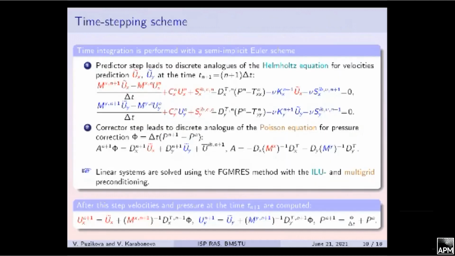The time integration of the differential algebraic system is performed with a semi-implicit Euler scheme. The predictor step leads to discrete analogs of the Helmholtz equation for velocities prediction, and the corrector step leads to a discrete analog of the Poisson equation for pressure correction. Linear systems are solved using the FGMRES method with ILU and multigrid preconditioning.